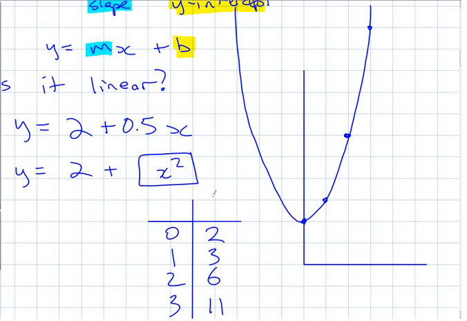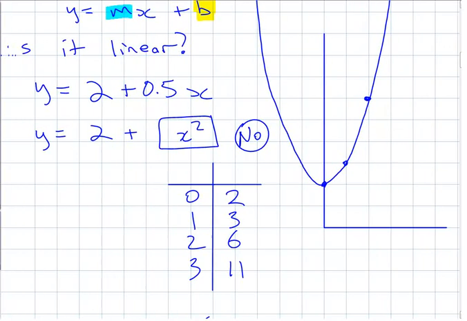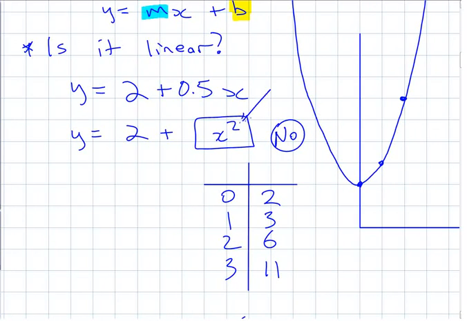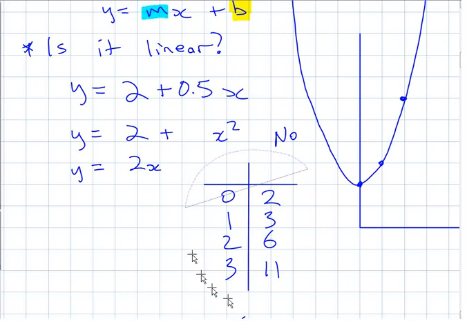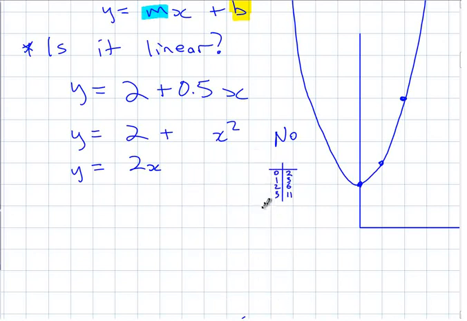Definitely not linear. Is it linear? No. For this year, all we have to know is, you can just develop a shortcut for yourself. If you see that there's a squared or a higher power on the variable, it's not linear. If there's a square root or something like that, not linear. What if it just said y equals 2x? Let's shrink this table down here. We don't need it anymore.